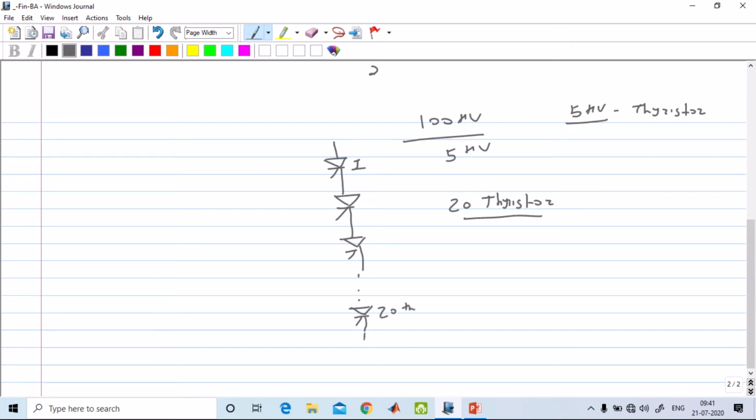So suppose that due to any fault, any one of the thyristors in this series connection is damaged. Suppose this thyristor is damaged. Damage means suppose it is short circuited. So now what is the voltage across the thyristors? Voltage remains as it is, 100 kV.